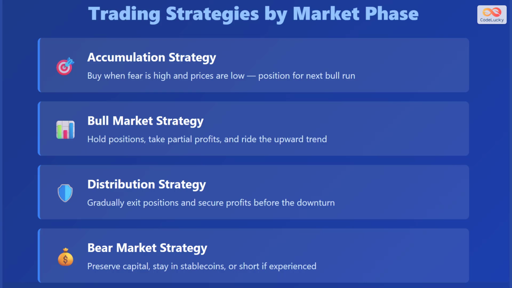Successful traders adapt their strategies to each market phase. During accumulation, the strategy is to buy when fear is high and prices are low, positioning yourself for the next bull run. In bull markets, hold your positions, consider taking partial profits along the way, and ride the upward trend without exiting too early. During distribution, gradually exit your positions and secure profits before the inevitable downturn begins. In bear markets, the priority is preserving capital by staying in stablecoins, sitting on the sidelines, or if you're experienced, potentially shorting the market. Remember, the key to long-term success is recognizing which phase you're in and acting accordingly.